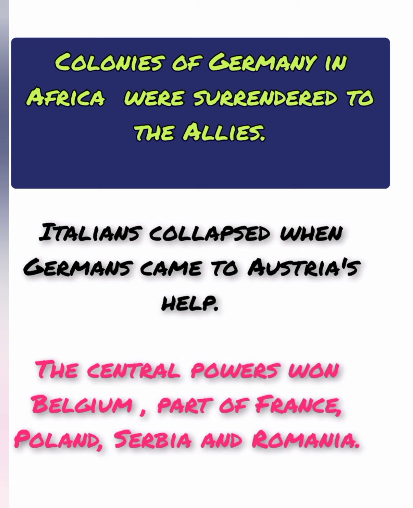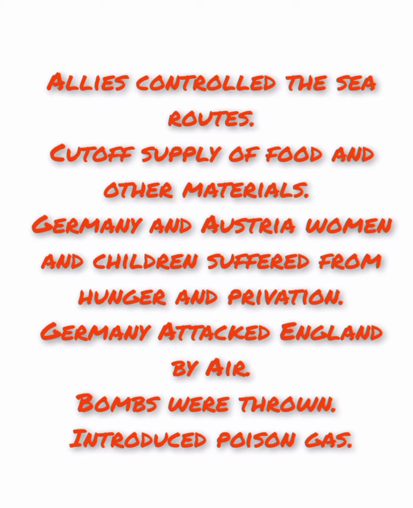Italians were fighting with the Austrians and continued to sustain their resistance, but when the Germans came to Austria's help, Italians collapsed. The Central Powers successfully occupied Belgium and a part of France in the northeast, Poland, Serbia, and Romania. The Allies controlled all the sea routes and cut off the supply of food and other materials to Central Powers. In Germany and Austria Hungary, women and children suffered from hunger and privation.